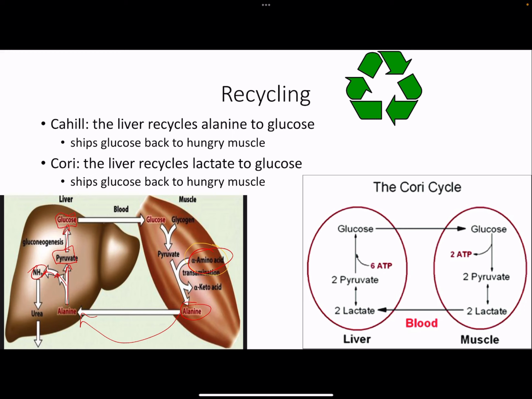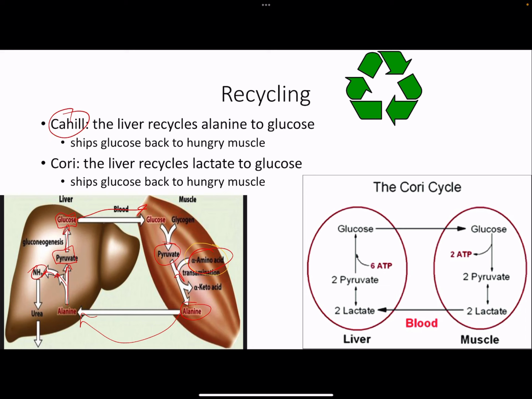Gluconeogenesis makes glucose. You know what? The muscles are pretty hungry. They use a lot of energy. We can just ship that back to the muscles, and it's going to use this for energy, but it also might make pyruvate, which again can just be an input here. So that is the Cahill cycle.